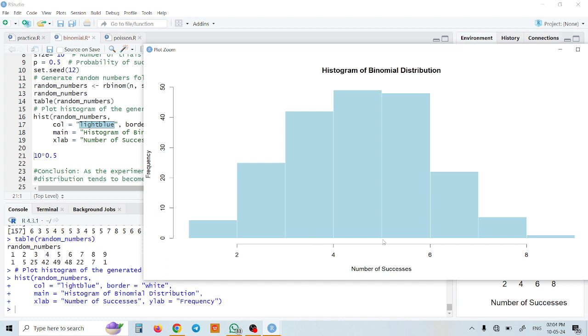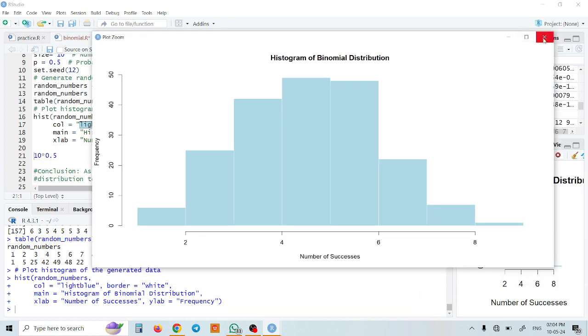The mean was still 5. What I noticed is it has started taking the shape of a bell, right? Here and here you can see, but there is still a little deviation, a little skew on the left side. But it has started taking a bell shape, becoming symmetric, right?